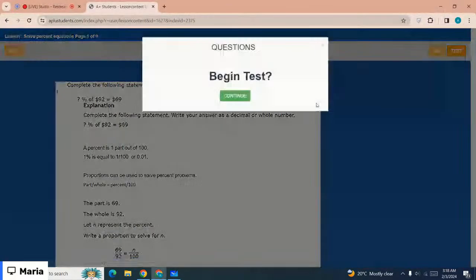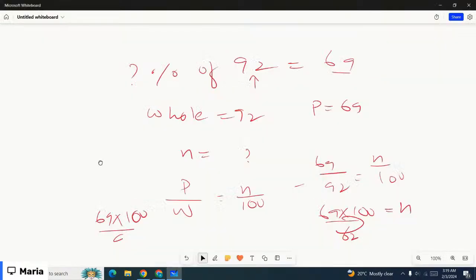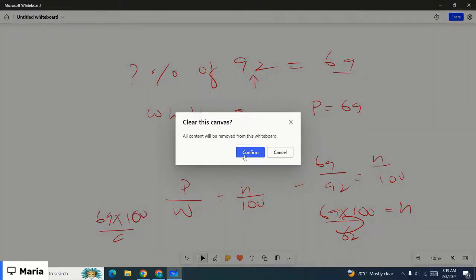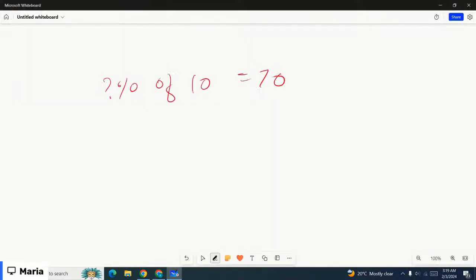Let's just start with the test questions. Okay, the first one is complete the following sentence. Write your answer as a decimal or whole number, right? So you have to see what percent of 10 is 7, right? So let's just calculate what percent of 10 is 7, sorry, not 70. This is just a 7, right?